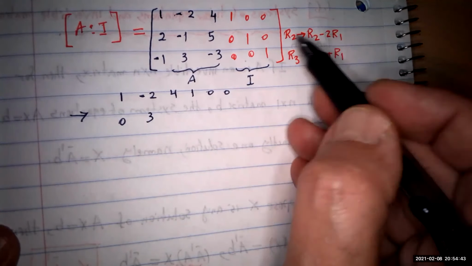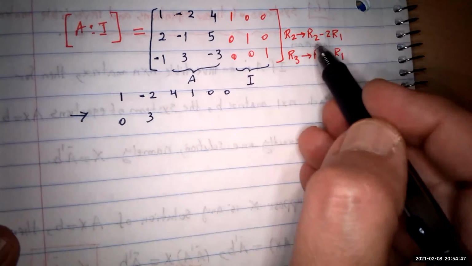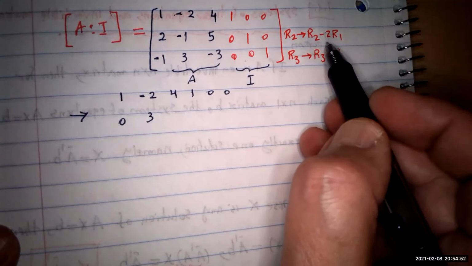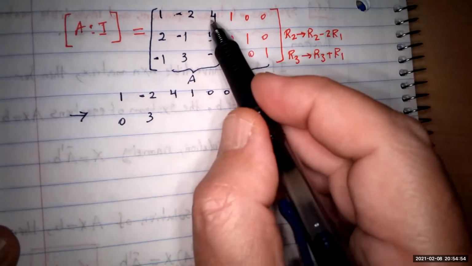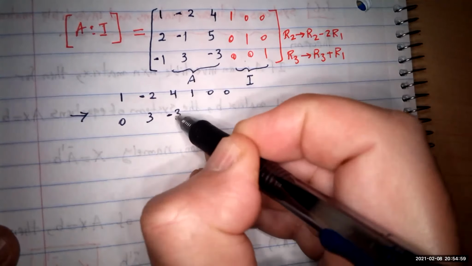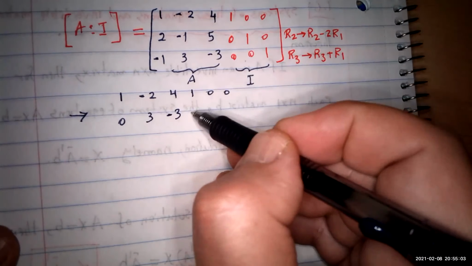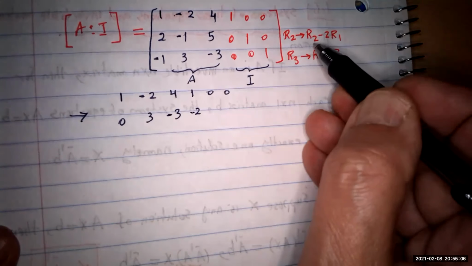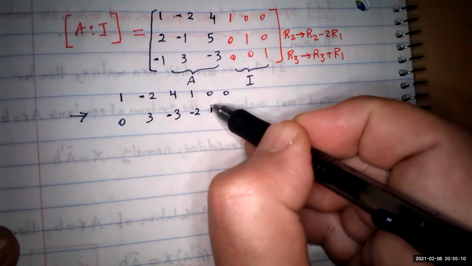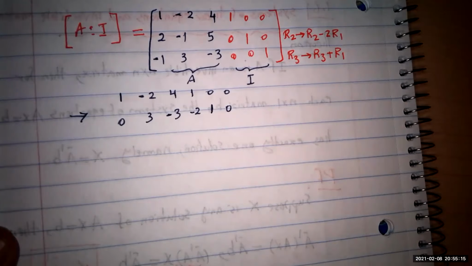And here it's going to be negative 10. Okay, so it's going to be R2 minus 2R1. Okay, so this is going to be negative 8, that gives us a negative 3, and this is going to be 0, that's going to be negative 2. Okay, and this is R2 minus 2R1, that gives you 1, and this would be 0. Okay, negative 2, 1, 0.